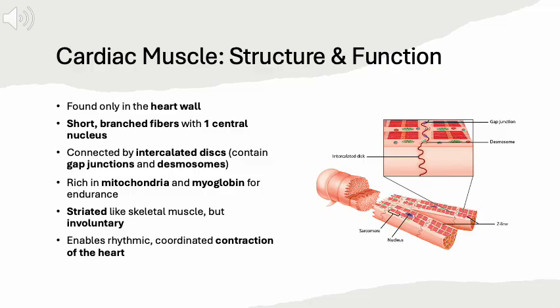Cardiac muscle is also packed with mitochondria and myoglobin, giving it endurance to work non-stop from birth until death. Even though it's striated like skeletal muscle, it's not under conscious control. Its contractions are automatic, driven by pacemaker cells and regulated by the autonomic nervous system.